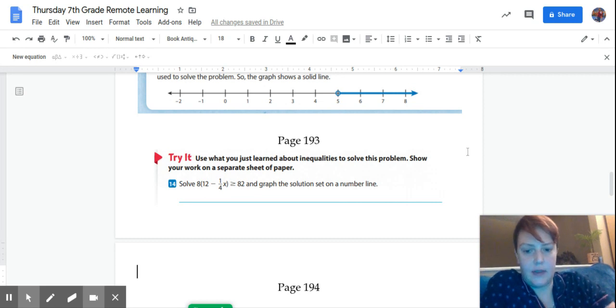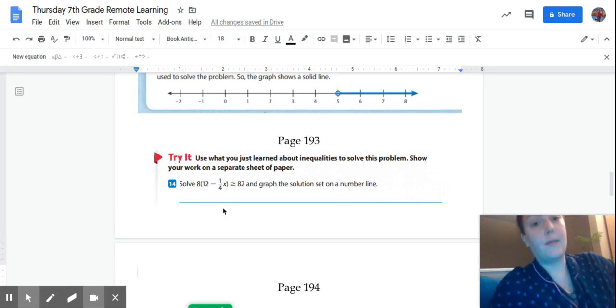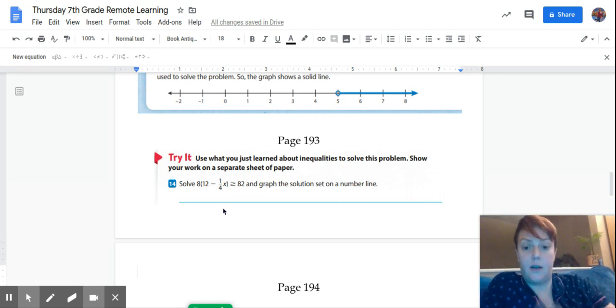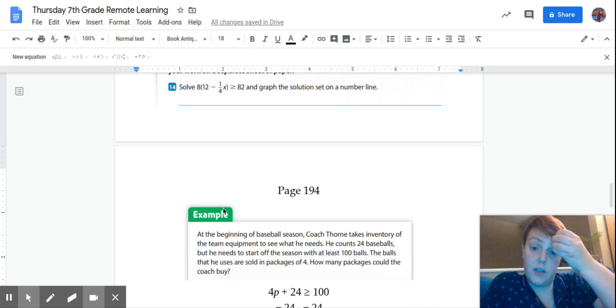Again, it's about the distributive property, and you take 8 times 12 and you take 8 times 1/4, and remember, when you multiply a whole number by a fraction like that, you divide by the bottom number and then multiply by the top. So 8 divided by 4, which is 2, times 1 is just 2. Okay, and now we go on to page 194.